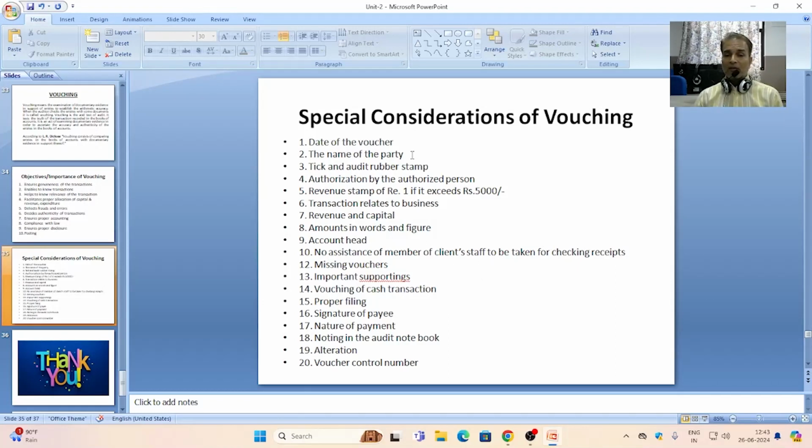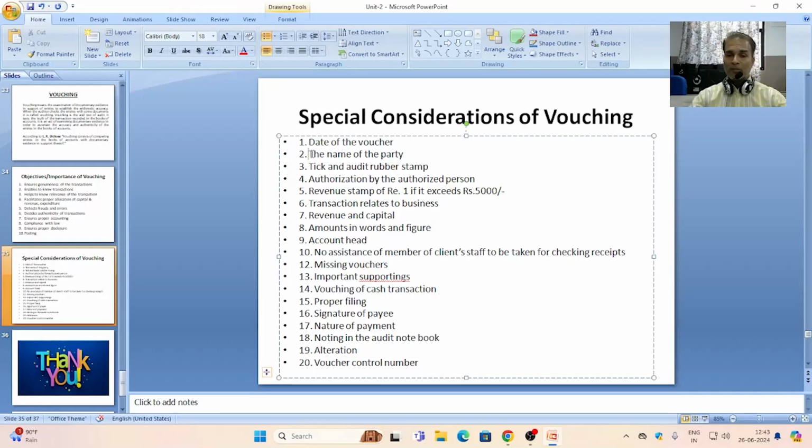Second, the name of the party, whether it is in the debit head or in the credit head, should match the available documentary evidence, that is, the bill or invoice. Third, tick and audited rubber stamp. It is expected that the auditor marks a tick or rubber stamp on the vouchers which have been audited, so that repetition or duplication of bills may not occur.